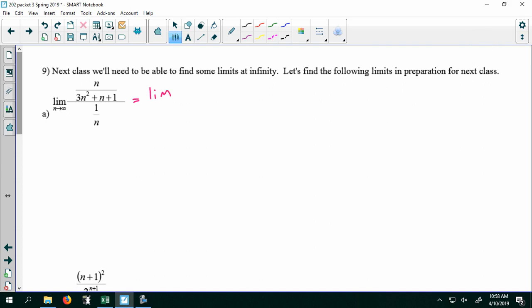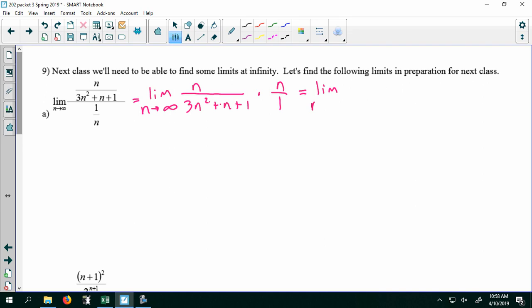So this is the limit as n goes to infinity. If you divide a fraction by a fraction, that's the same thing as multiplying by the reciprocal. So I'm going to simplify it by doing n over 3n squared plus n plus 1 times n over 1, instead of dividing by 1 over n. And then just simplify this.